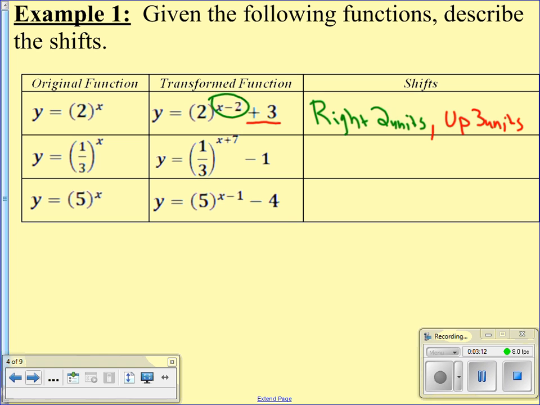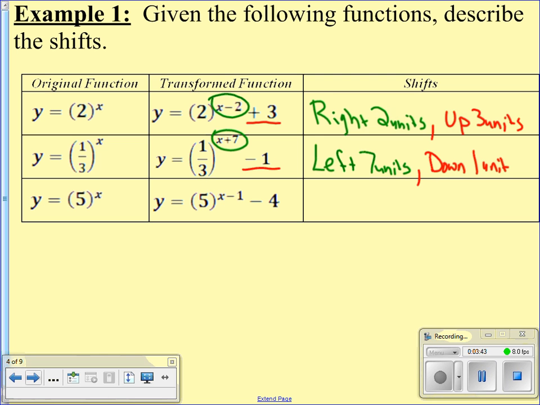I'm going to look for my left and right movement. X plus 7. Do the opposite of that. So I move it to the left 7 units. And I look for my k. K is a minus 1, doing exactly the same movement that it shows, so down 1 unit.